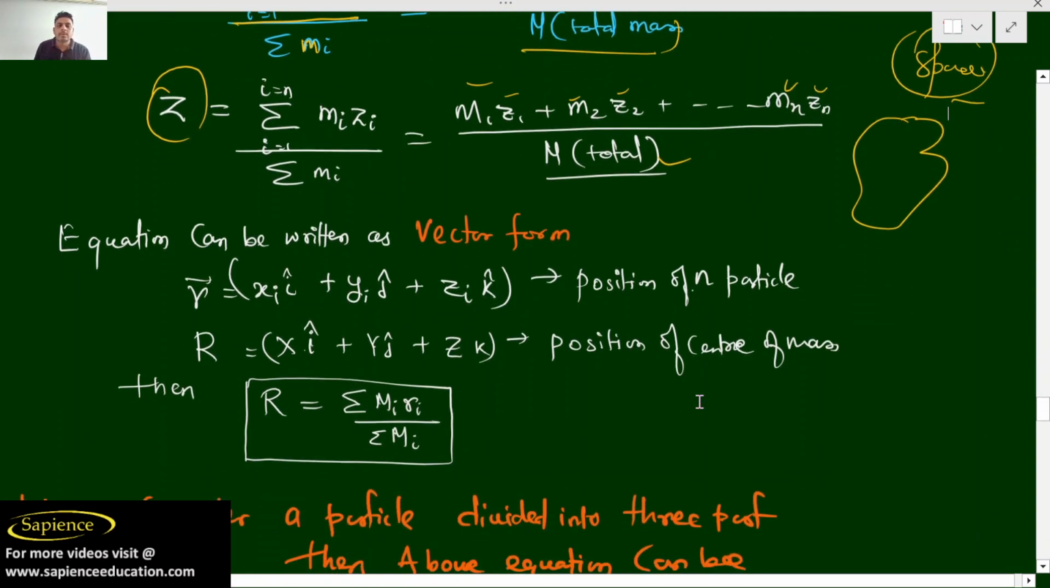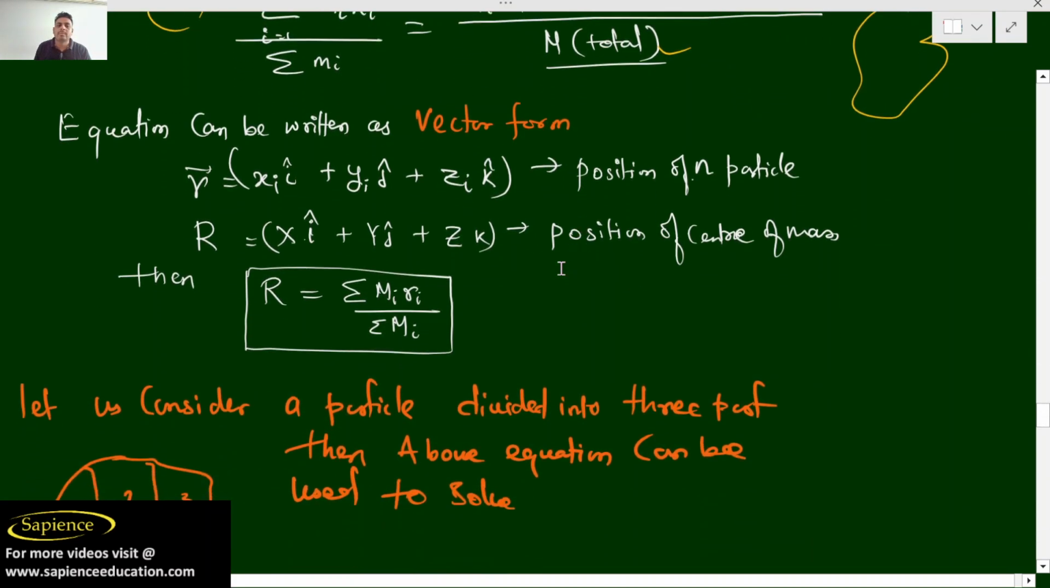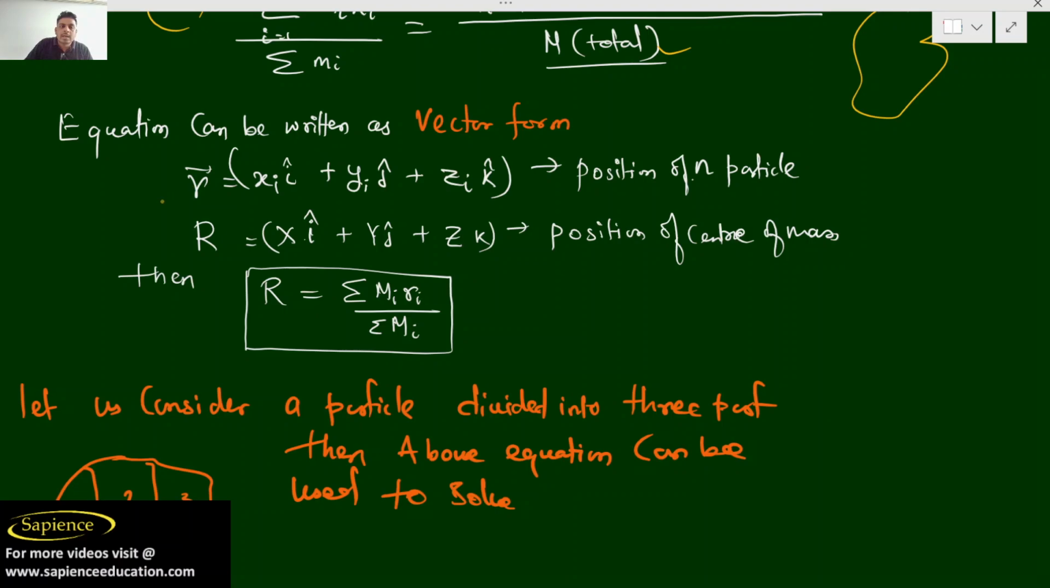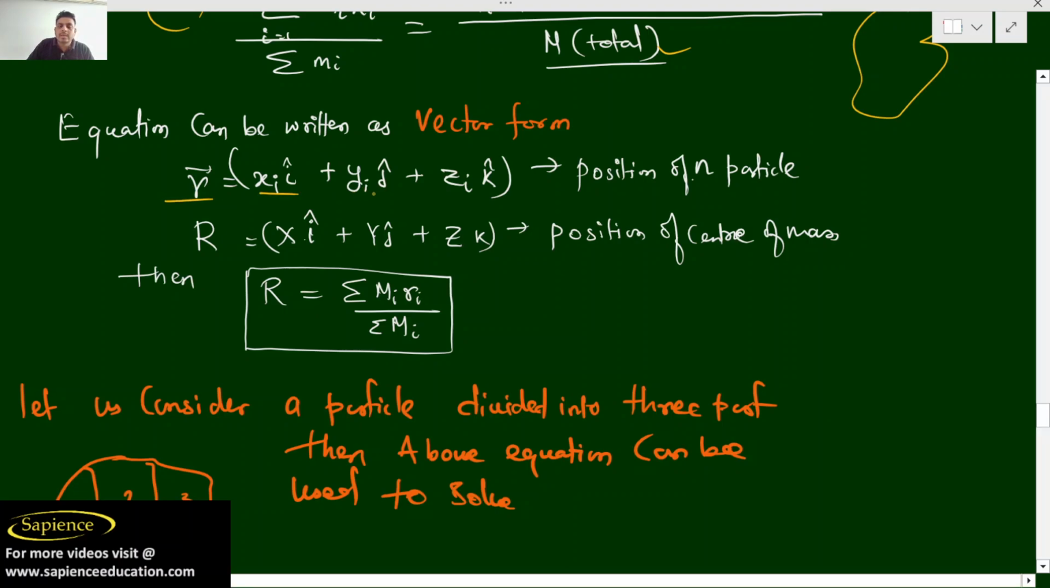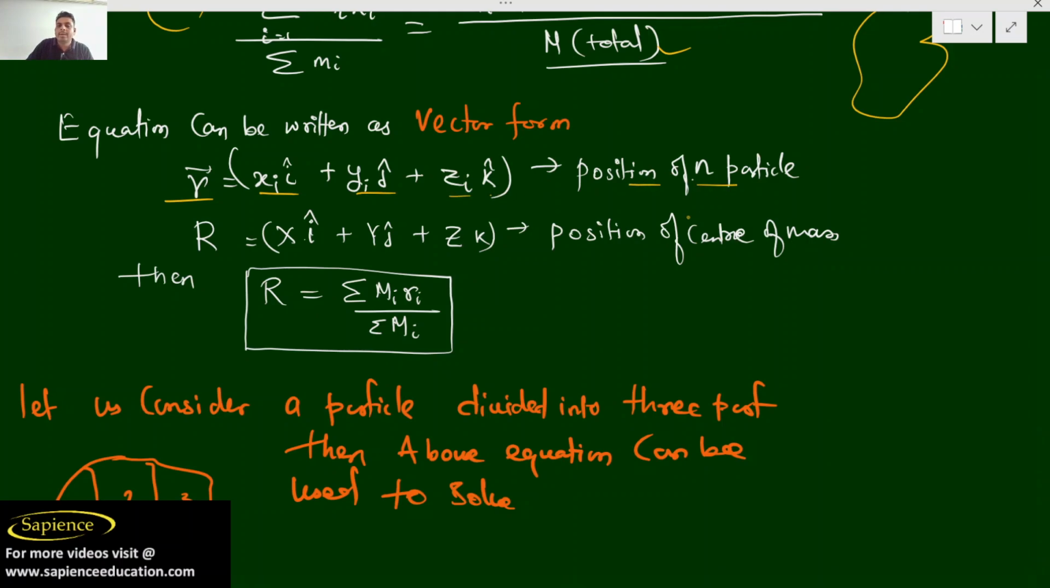Now I will discuss how the equation can be written in vector form. For example, the position of the particles is r equal to xi i cap plus yi j cap plus zi k cap. This is the position of the n-th particle. Then if you want to find the position of the center of mass, that is capital X i plus capital Y j plus capital Z k. So how will you find it? You need to use this formula again: R is equal to the summation of mi ri divided by the summation of mi. So this is the form.